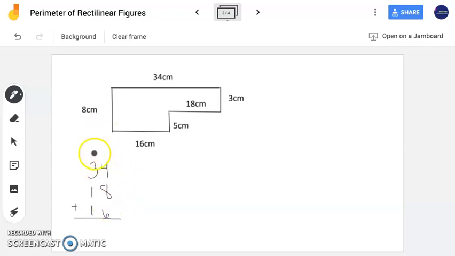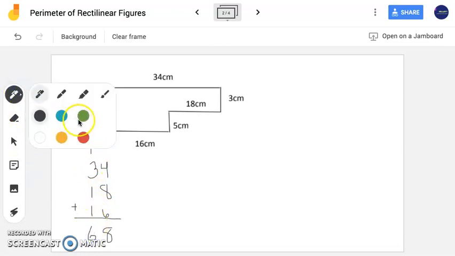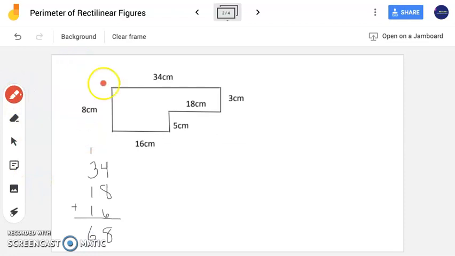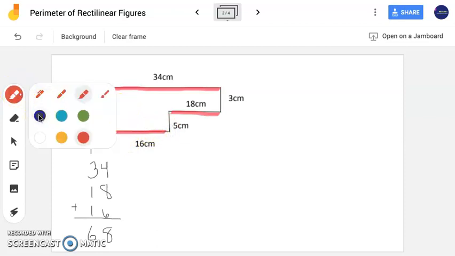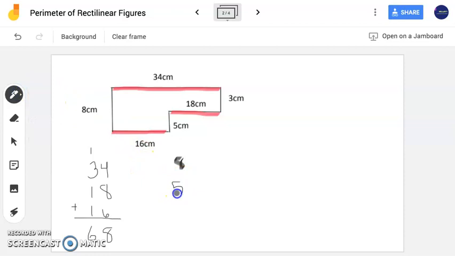So 6 plus 4 is 10, plus 8 is 18. 3 plus 1 is 4, 4 plus 1 is 5, 5 plus 1 is 6. So now I have 68 centimeters. And what I also like to do is outline the sides. So like I know I did 34 centimeters, I know I did 18 centimeters, and I know I also included 16 centimeters. But the three sides that are not in red I have left to do. So now I'm going to add 8 plus 5 plus 3, which you're going to find is 16.